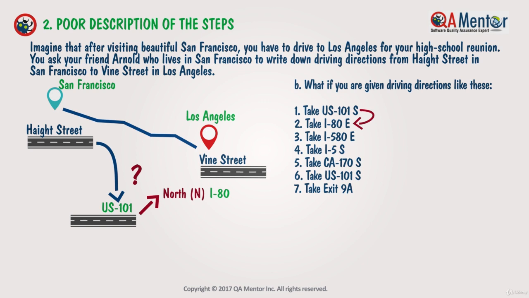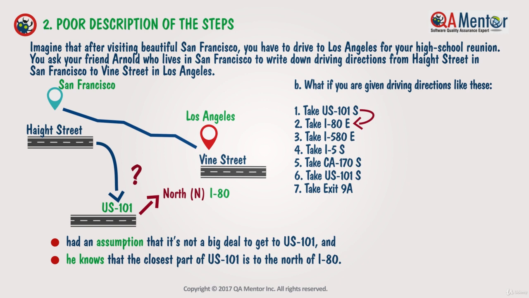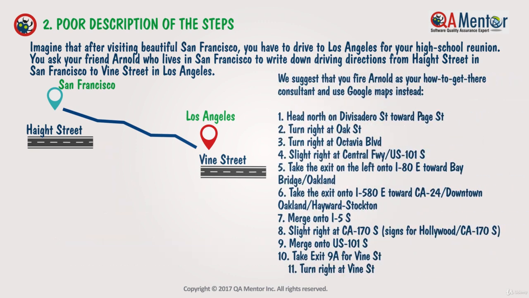In the driving directions above, it's not clear how to reach Step 1 because Arnold had an assumption that it's not a big deal to get to US 101, and he knows that the closest part of US 101 is to the north of I-80. We suggest that you fire Arnold as your how-to-get-there consultant and use Google Maps instead.